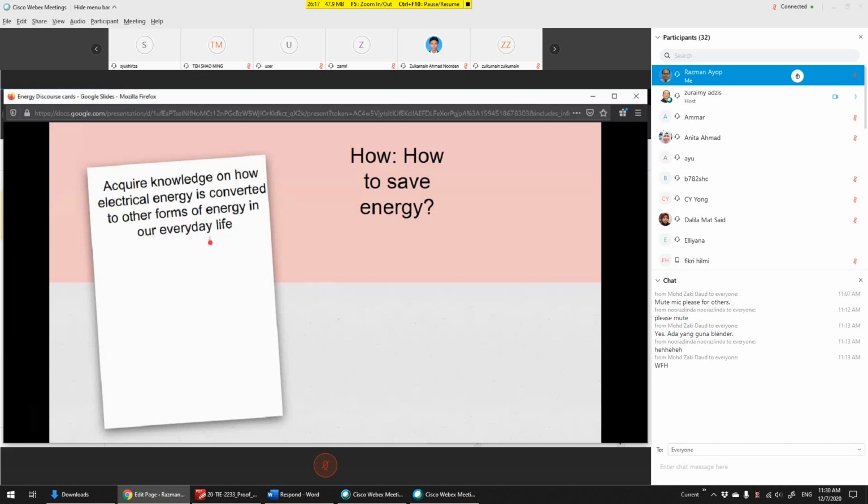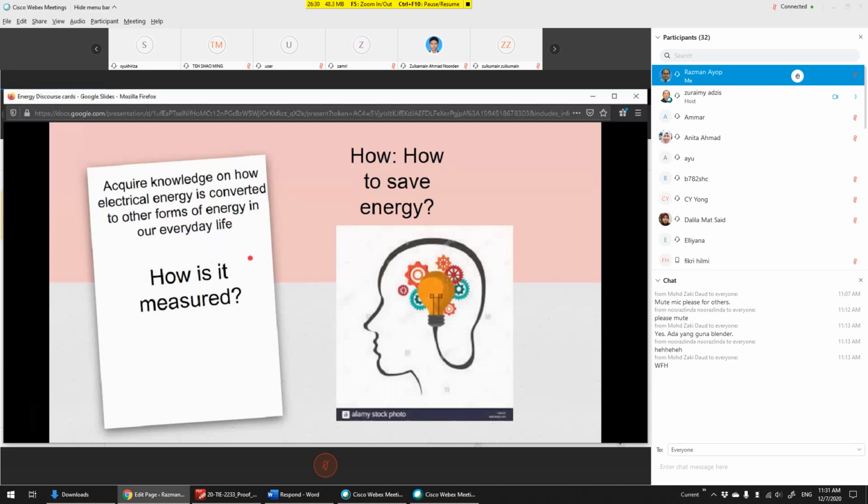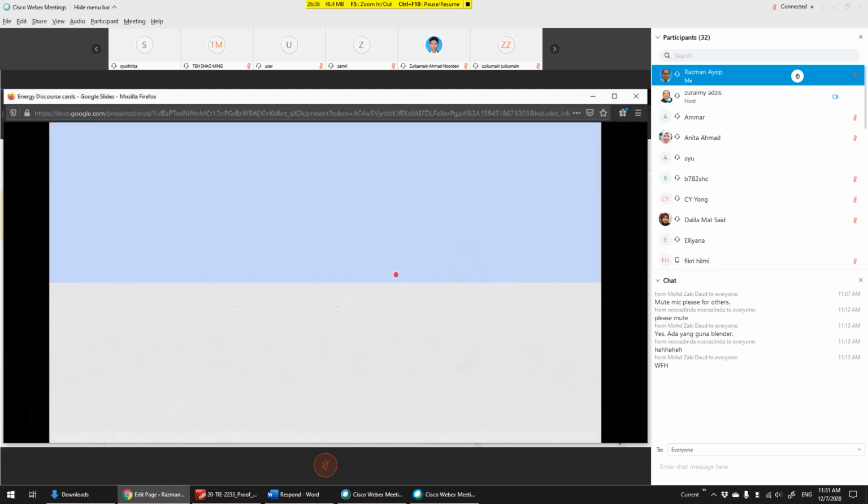Okay, so we need to know the knowledge. So in this case, nak tahu how much we save, we need to know how it is measured. Macam mana tenaga elektrik tu diukur? Then we have to start to think. Alright, we have to start to think a bit. How is it measured?